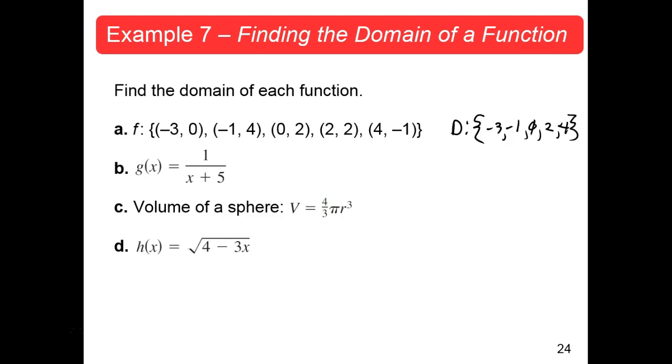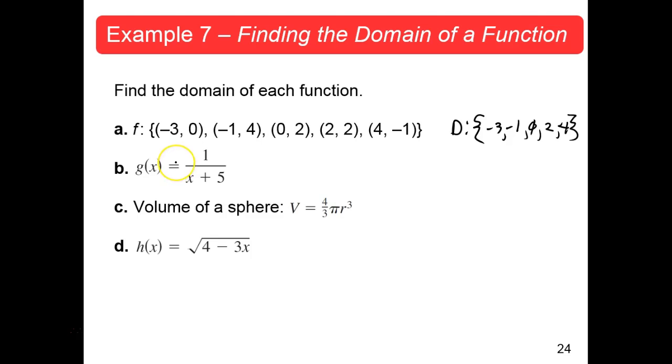That says this f is a set, the function f is a set of all ordered pairs: (-3, 0), (-1, 4), (0, 2), (2, 2), and (4, -1). So the domain, the only values that you can put in the input are the first value of each of those ordered pairs. Make sense? Explicit domain. How about this one?